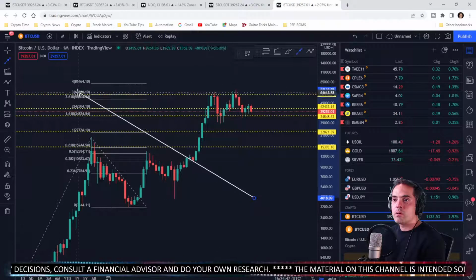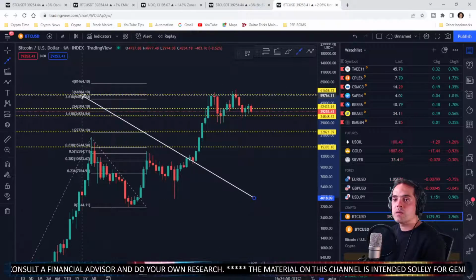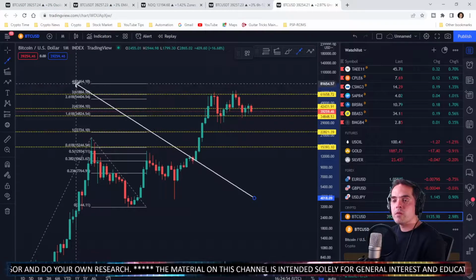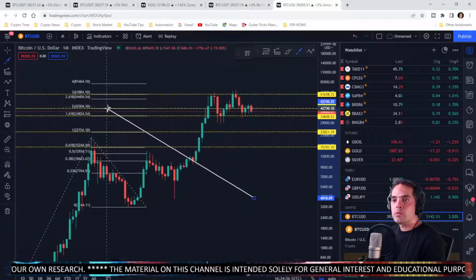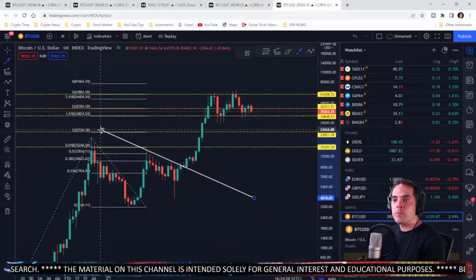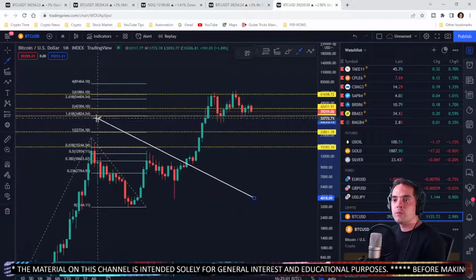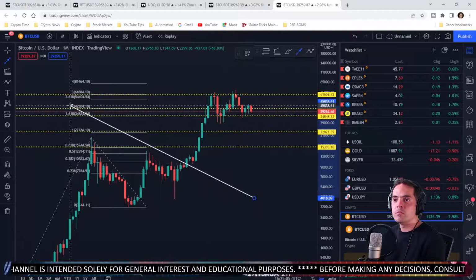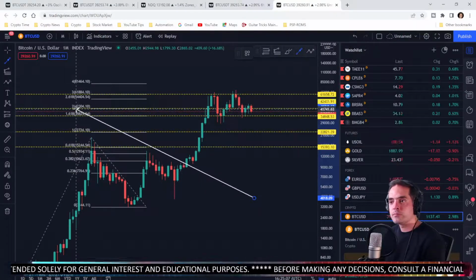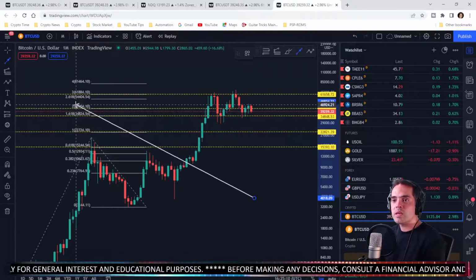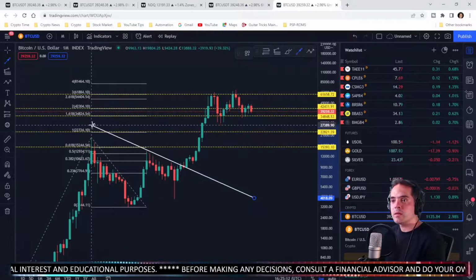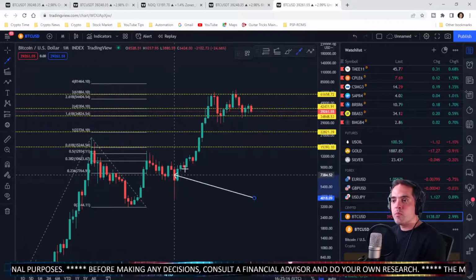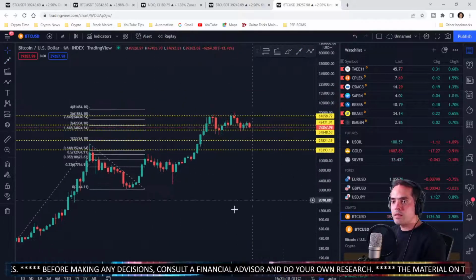Sometimes in crypto we can even reach the number 4 level. But I would work with levels from 0.618 up to number 2. I would be on the safe side, taking profits if that's your strategy. So if you bought, let's go back here.